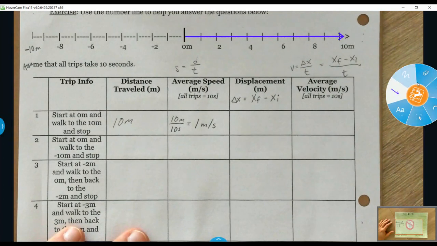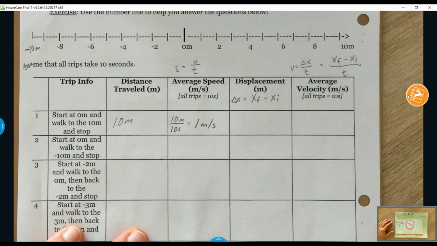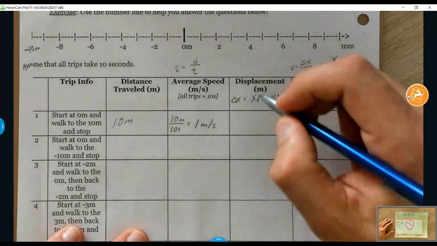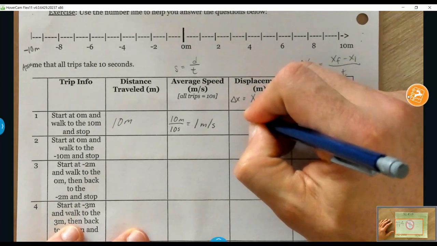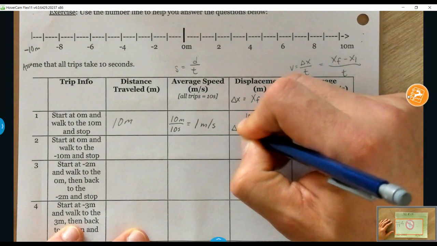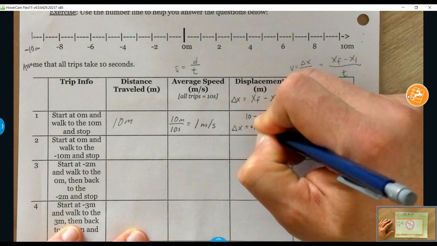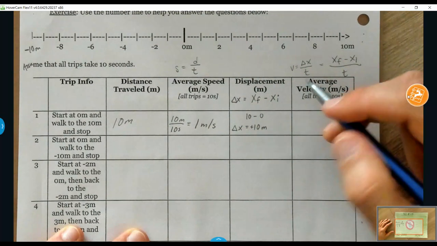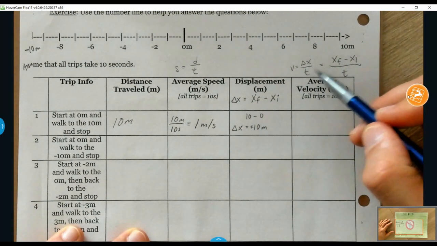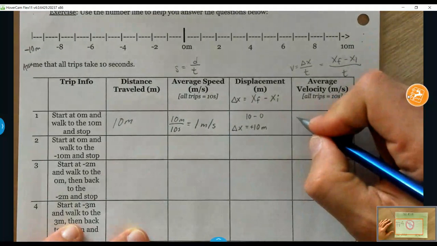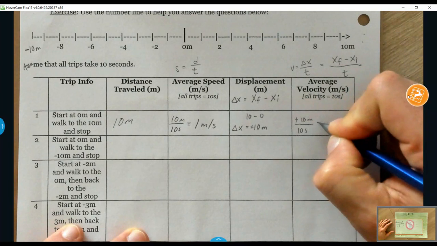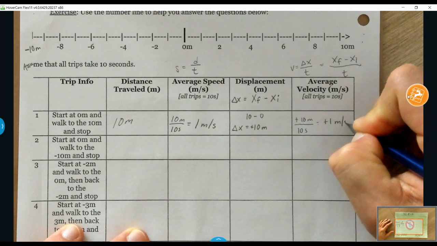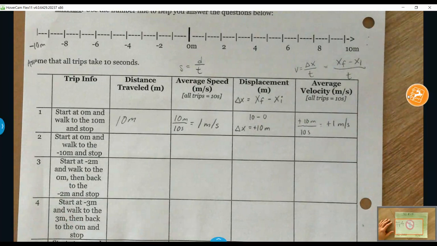Okay, well here, same thing. You started at 0, we moved to a positive 10. So if our final position is 10, our initial position is 0, our displacement is equal to positive 10 meters. And average velocity is delta x divided by the time. Again, it's saying all trips take 10 seconds, so positive 10 meters over 10 seconds, plus 1 meter per second. All right, that one, Ms. Lombardo, super easy. You're not wrong.